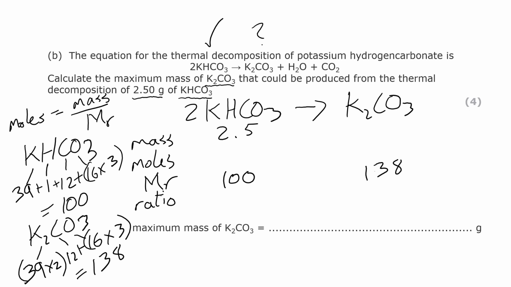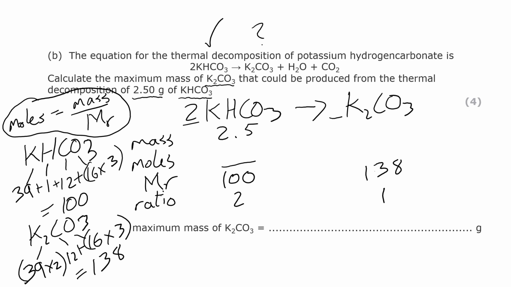Right, the ratio is using the balancing numbers in the equation. So that's 2, and that one's blank, which means it must be 1. I can put 2 and 1. And the ratio just means the ratio of moles that react. So when I have 2 moles of KHCO3, I would make 1 mole of K2CO3. So what we need to do is find out the missing moles. And we're going to do that using our equation over here, which is moles equals mass over Mr.